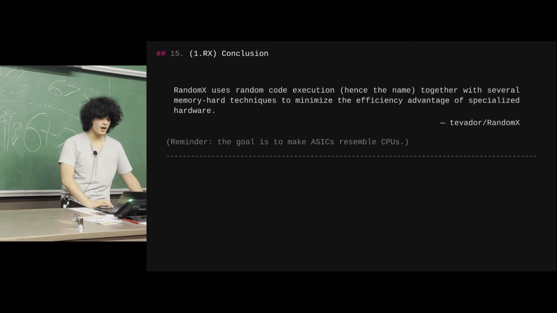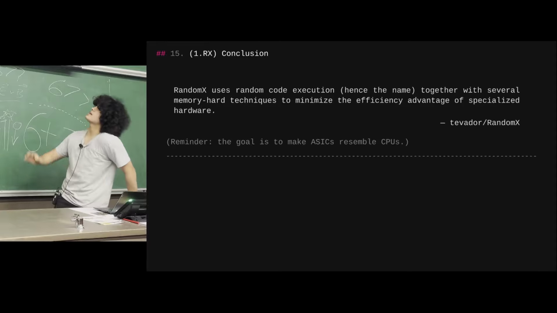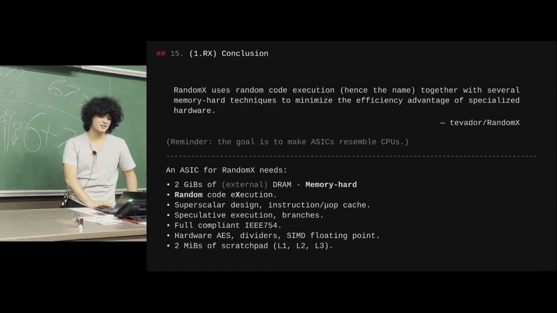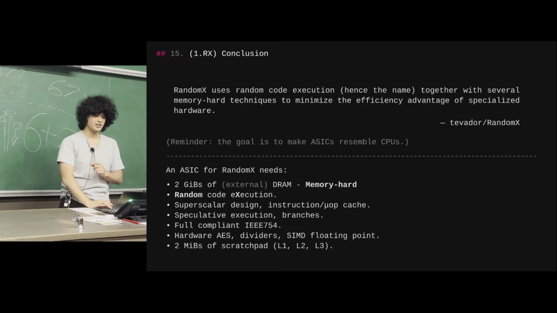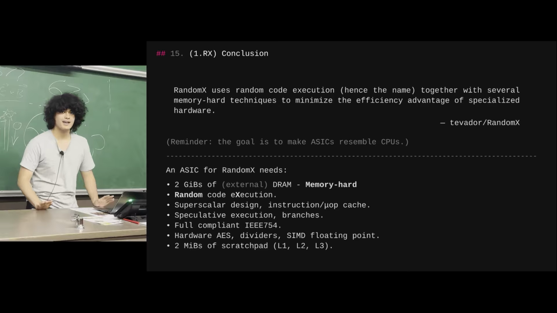So we're calling back to the first slide. This is the reminder: the goal is to make ASICs resemble CPUs. So this is what an ASIC needs to do. It needs 2 gigabytes of external DRAM. It needs random code execution. It needs a superscalar design. It needs fully compliant IEEE 754, hardware AES, dividers, SIMD, and 2 megabytes of cache, right?